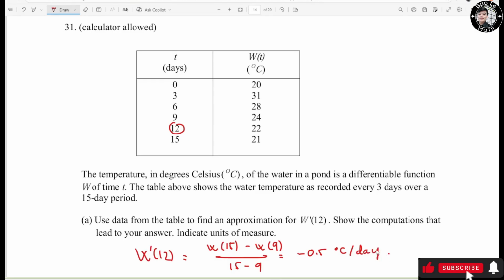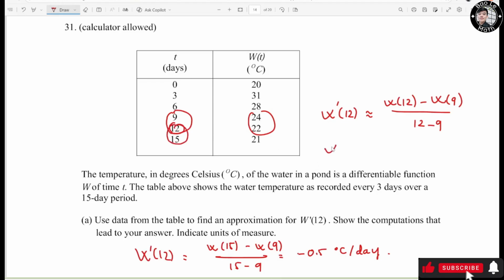Now you have two different ways to do this one. Since 12 is given, you can pick this interval right here. So W prime of 12 is approximately W of 12 subtract W of 9 over 12 minus 9. Another way to do this one is to pick this interval right here. So W prime of 12 equals W of 15 subtract W of 12 over 15 subtract 12.